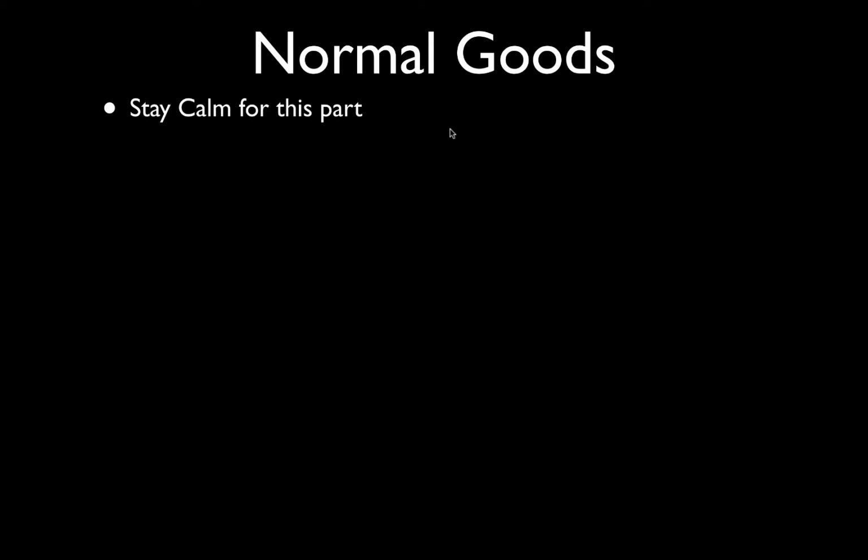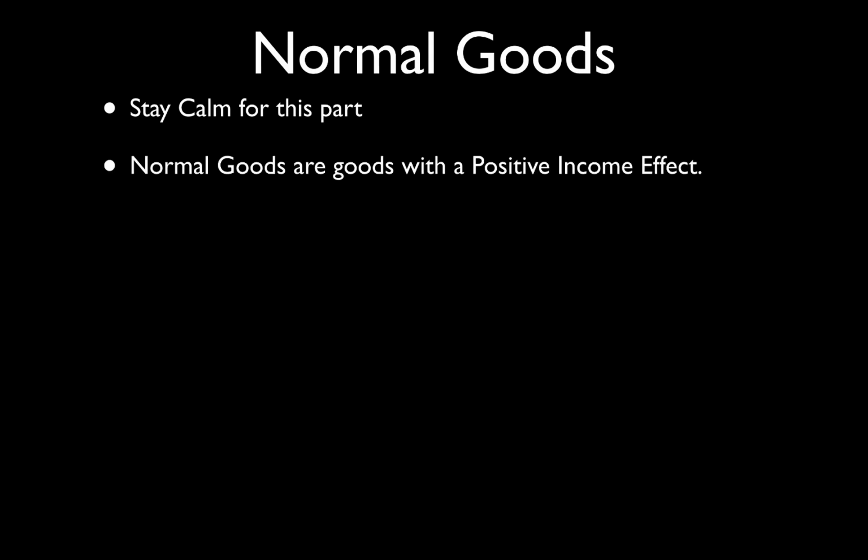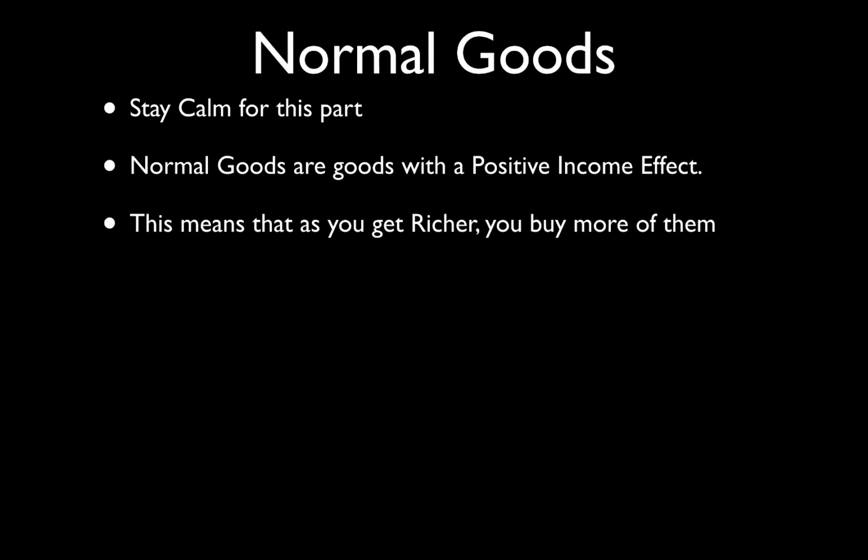So let's talk about the definition of a normal good. Well, a normal good is a good with a positive income effect. So the first thing you should be asking is, what in the name of God does that mean? So let's put it in English, essentially. Normal goods are goods that as you get richer, you buy more of them. And if we just stopped there in the definition, you might be saying, okay, but John, that's grand and all, but that's every single good. And I'm going to try and explain to you why it's not.